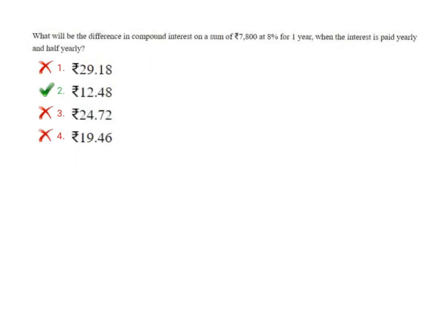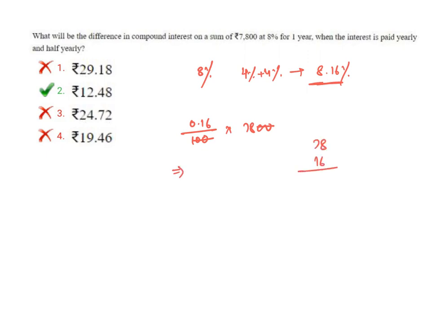Next, what will be the difference in the compound interest on a sum of 7,800 at 8% for 1 year when the interest is paid yearly and half yearly? Yearly means it is 8%, half yearly means it is 4% followed by 4%. 4% followed by 4% is 8.16%, therefore the difference is 0.16%. That is 0.16 into 7,800. The 2 zeros cancel, so 78 into 16 is 1248. Therefore, it is 12.48 rupees.